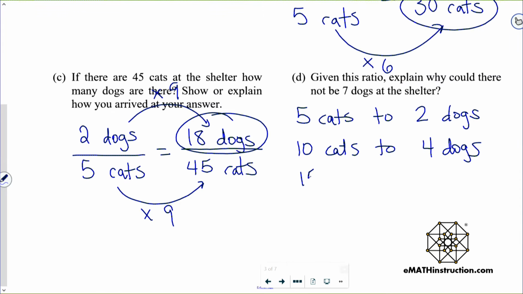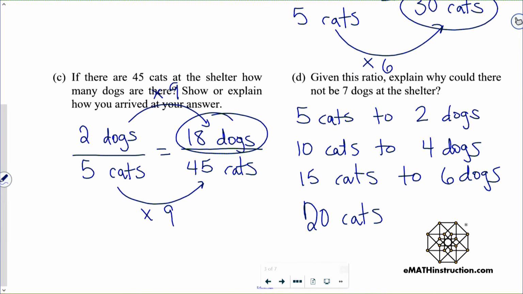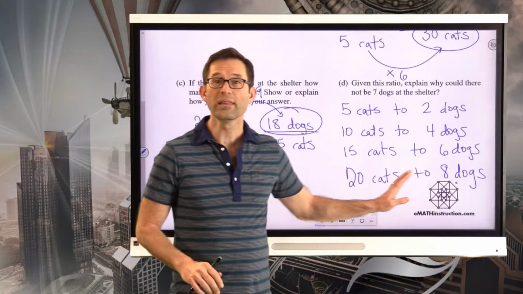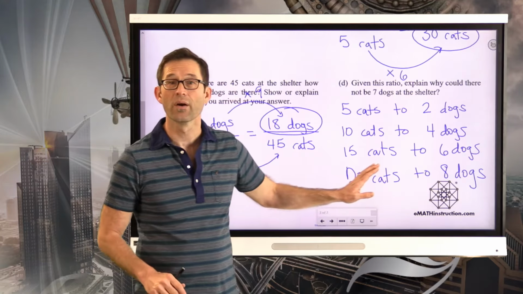Then we would have 15 cats to 6 dogs. And then we'd have 20 cats to 8 dogs, right? Now, notice we have completely missed the 7-dog scenario.